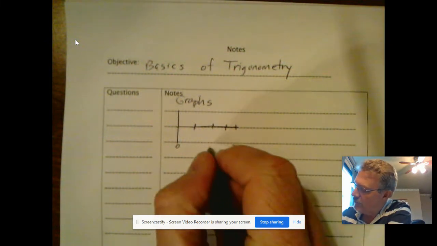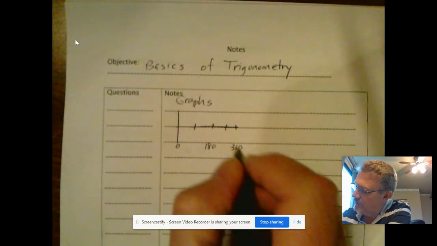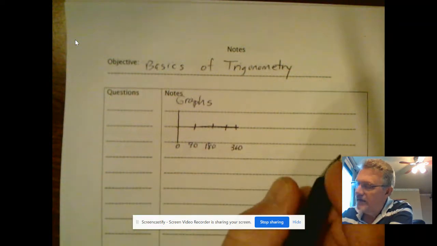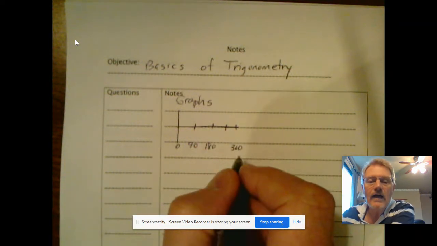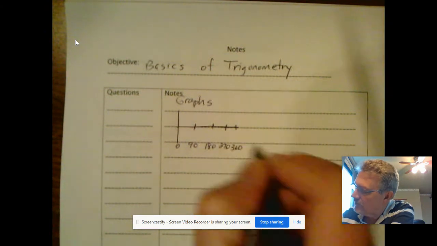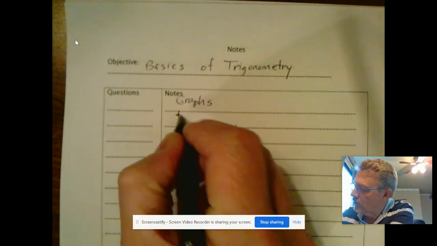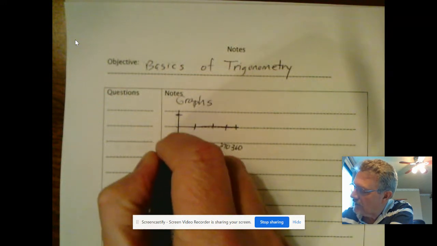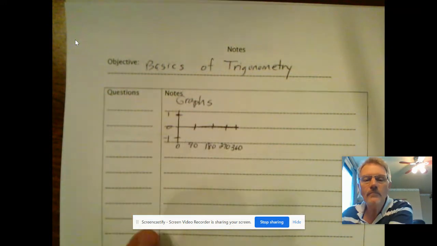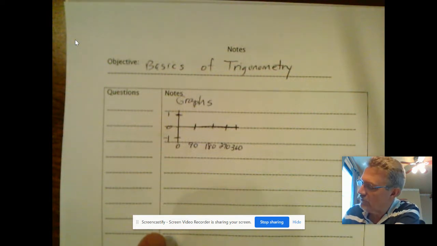So halfway there is 180. Half of 180 is 90. And halfway between 180 and 360 is 270 degrees. All right, so our graphs go from -1 to +1. And we're going to start out with the sine graph.